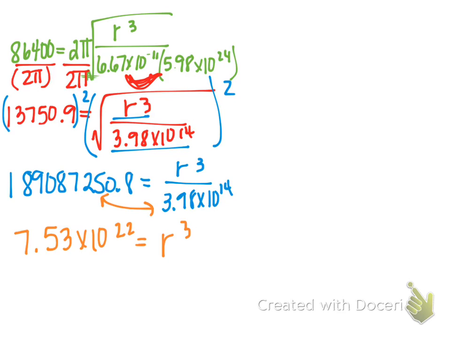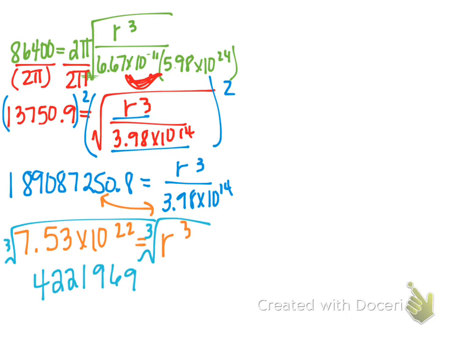From there, to get r by itself, we need to take the cube root of both sides. To do that, you can hit the math button on your calculator, scroll down to number 4, and hit enter. That will give you the cube root, and you can hit second answer, and that's going to pull down that 7.525, or 7.53 times 10 to the 22nd. That gives us an r value of 4221996 equals r.